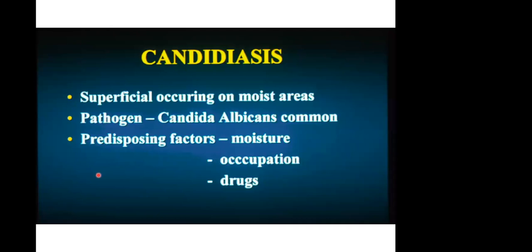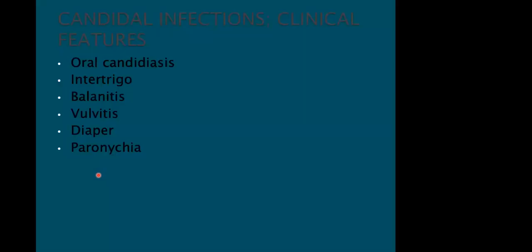Now, going on to Candida. Everybody knows Candida is caused by Candida albicans. There are other microorganisms of Candida subspecies. It usually tends to occur in moist areas. Predisposing factors include moisture, occupation, and certain drugs. And there are different phenotypes. You can get oral candidiasis, we all know that, Candida intertrigo, balanitis, vulvitis, Candida diaper dermatitis, and paronychia.